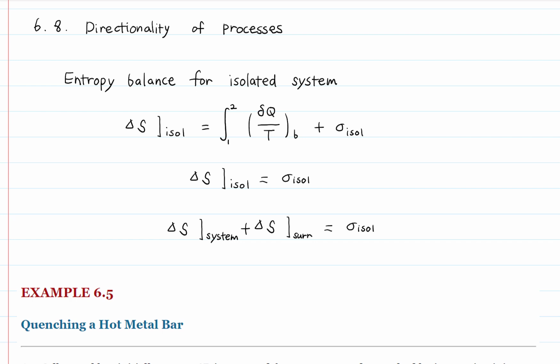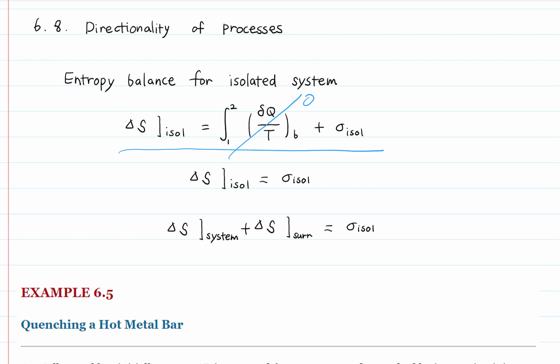6.8 Directionality of Processes. An entropy balance is expressed here. An isolated system is an adiabatic closed system, so there is no mass and energy transfer between the system and the surrounding. As there is no heat transfer, delta Q over T drops out. The entropy of an isolated system always increases for actual processes, and it is zero for reversible processes.